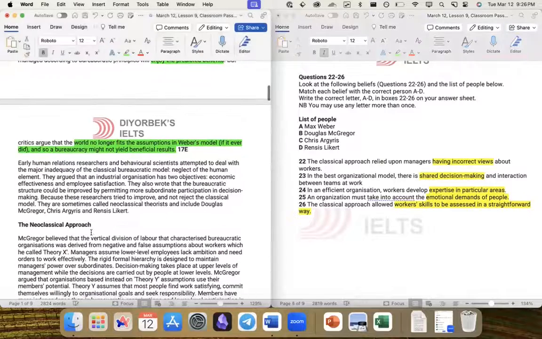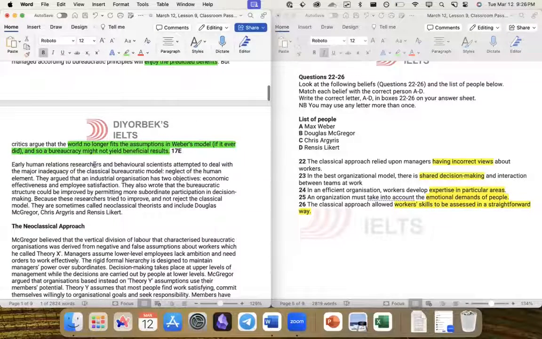Endi keling, mana bu yoqqa ham qarab turamiz. Bironta ism chiqib qolsa. Hop, early human relations researchers and behavioral scientists attempted to deal with major inadequacy of classical bureaucratic model. Dastlabki human relations HR deymiz, HR researcherlar va boshqa odamlarni behaviorni o'rganadigan olimlar mana shu classical bureaucratic modelda minuslarini o'rgangan. Xo'p, neglect of human elements. They argue that industrial organization has two objects. Industrial organization sanoat organizatsiyaning ikkita maqsadi bor. U ham bo'lsa iqtisodiy effectivelik va employee satisfaction.